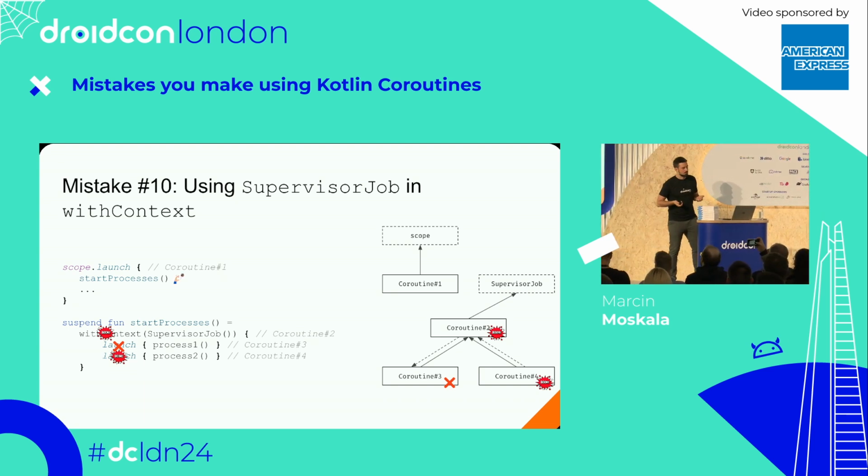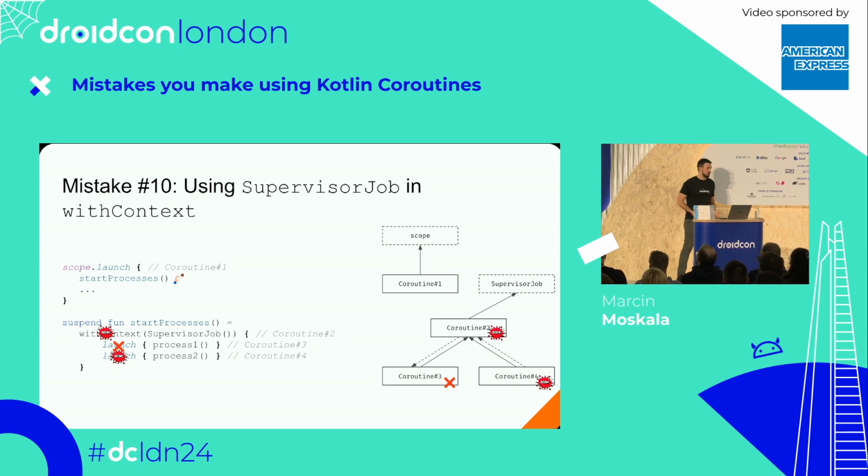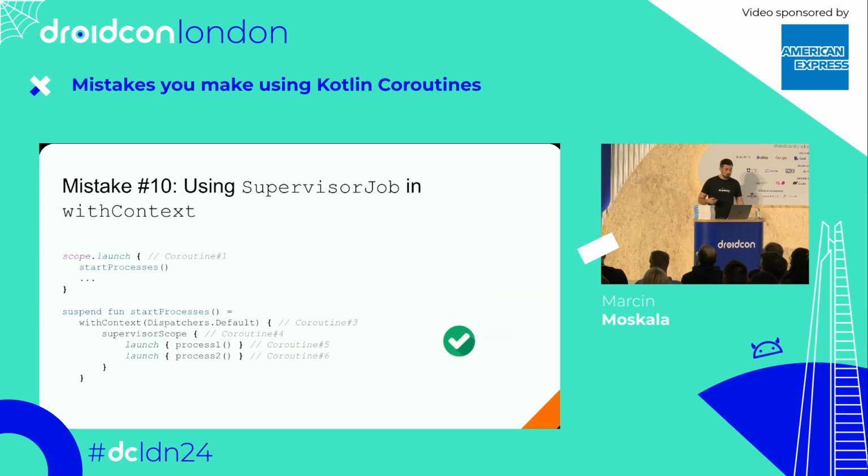So this supervisor scope is effectively pointless in here. I mean, it's worse than pointless because it also breaks the relationship. So if you cancel the scope, then the withContext and launches won't be canceled. So you have a memory leak, okay? So what you should do, you should use the supervisor scope. And if you want to also change a context, then the only way is to wrap it additionally with withContext. Yeah? That's the official pattern. That's the only right way to do that.